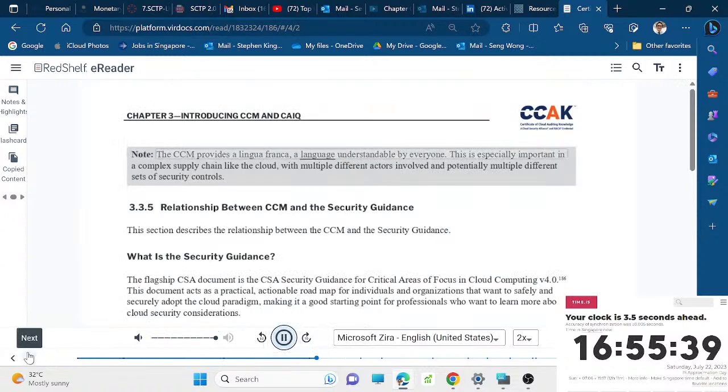Note, the CCM provides a lingua franca, a language understandable by everyone. This is especially important in a complex supply chain like the cloud, with multiple different actors involved and potentially multiple different sets of security controls.